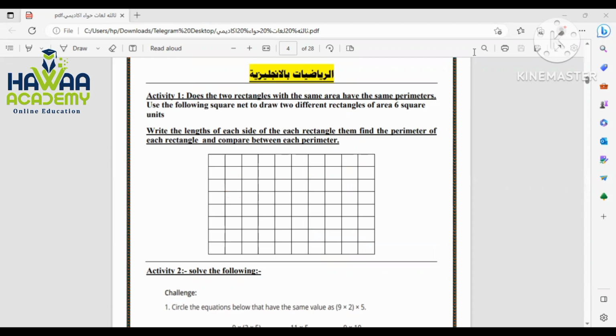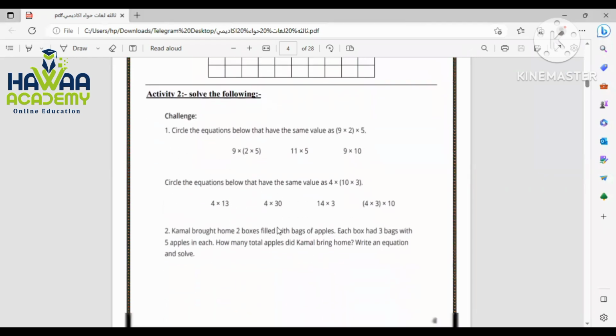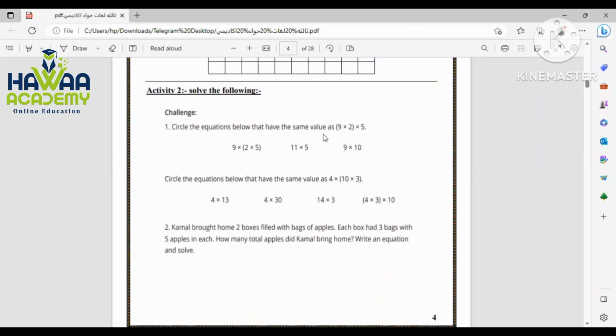Okay, let's see activity 2. Circle the equations below that have the same value as 9 times 2 times 5. It will be 9 times 2 times 5. Commutative property of multiplication. Circle the equation below that has the same value as 4 times 10 times 3. The same answer, 4 times 3 times 10.